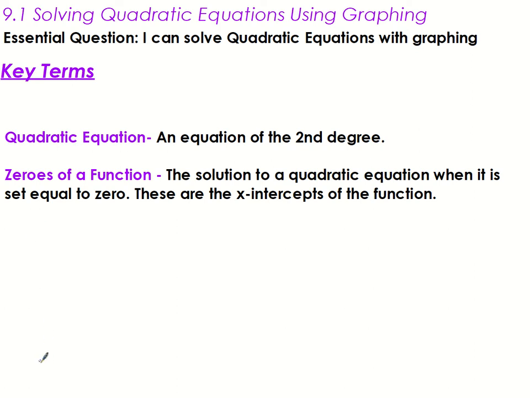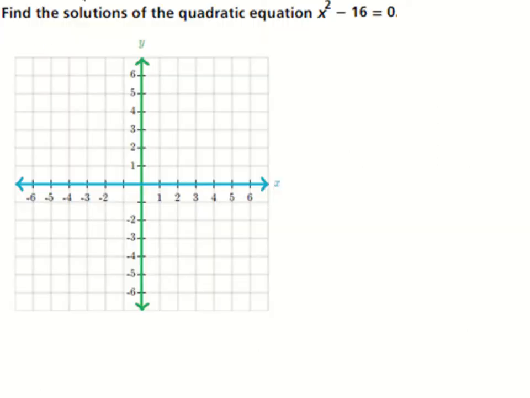So two methods. First, a quadratic equation is an equation with the second degree. And then zeros of a function are the solutions to a quadratic equation when it is set equal to 0. The zeros of a function are the x-intercepts of a graph. And we're going to talk about what that looks like.